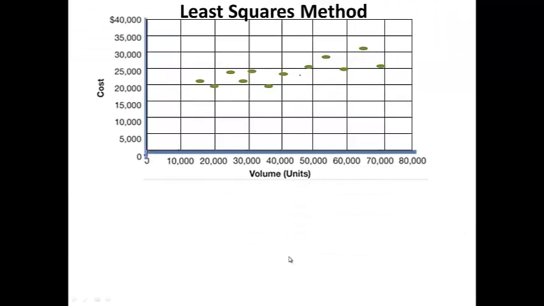Now we're going to address the least squares method, and here you can see a diagram, and all the cost volume data points have already been posted to it. As a matter of fact, it's off the same data that the scattergram data was calculated by. But in the case of the least squares method, what we do is we take all those green data points and put them into a program.